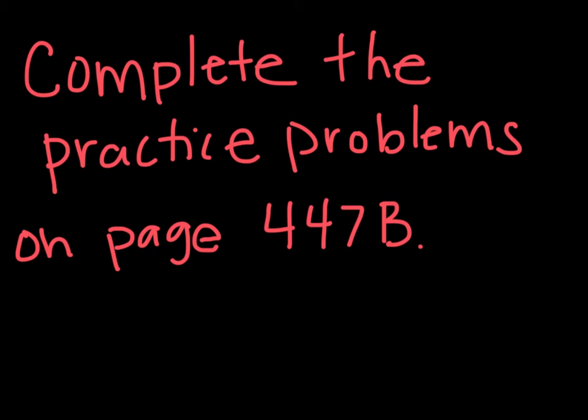Let's wrap up this lesson by completing the practice problems on page 447B of your text. There are 3 examples where you'll need to create a data plot, identify any outliers, and then describe the association between the data you've placed on your scatter plot.